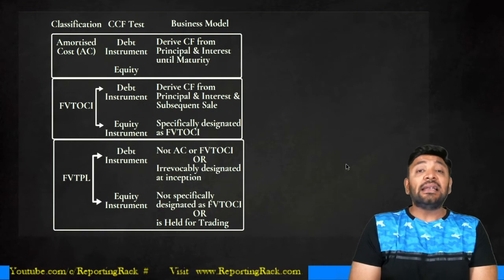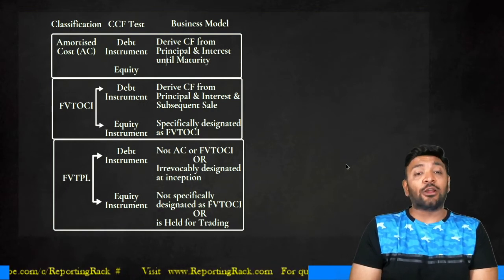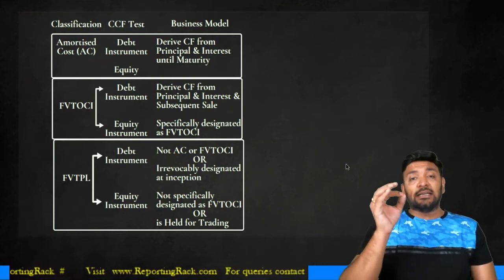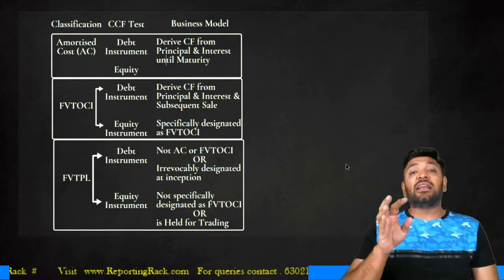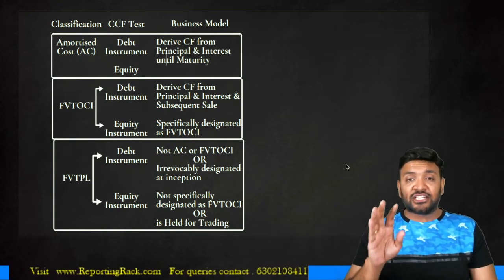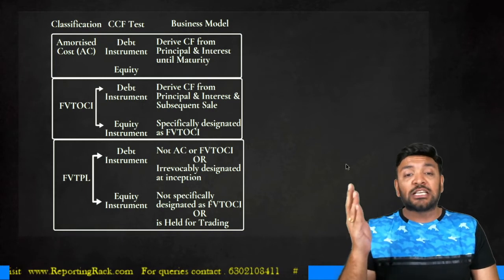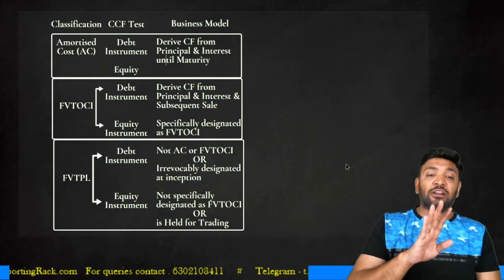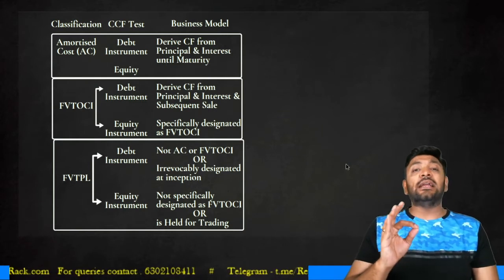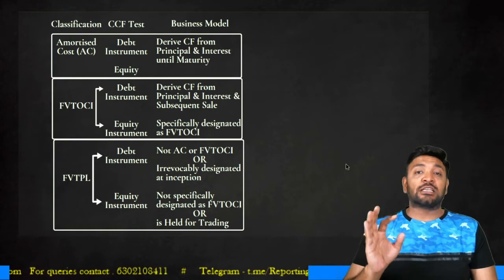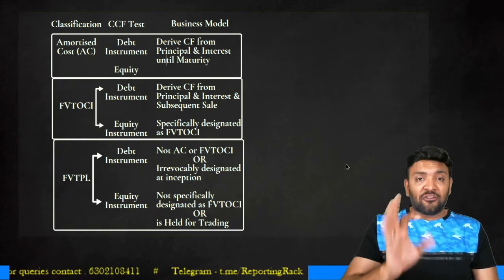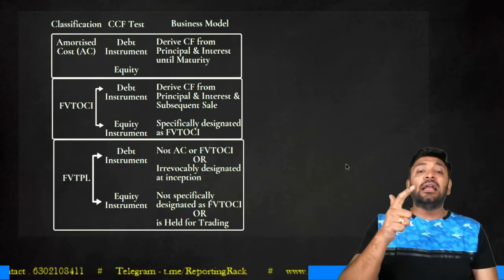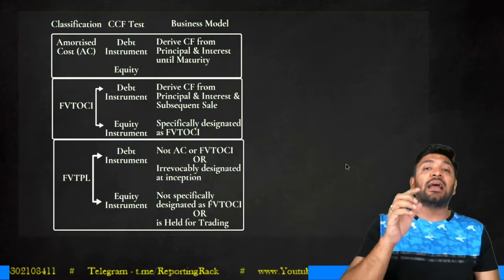But a debt instrument can also be classified as FVTOCI instead of amortized cost. When does that arise? When it is a debt instrument and the intention of the management is to derive cash flows from principal and interest initially, but with an intention of subsequent sale, then in such situation, I will classify such debt instrument as FVTOCI. An equity instrument should be classified as FVTOCI only if it is not an equity instrument which is held for trade and it is specifically designated by the management as FVTOCI.